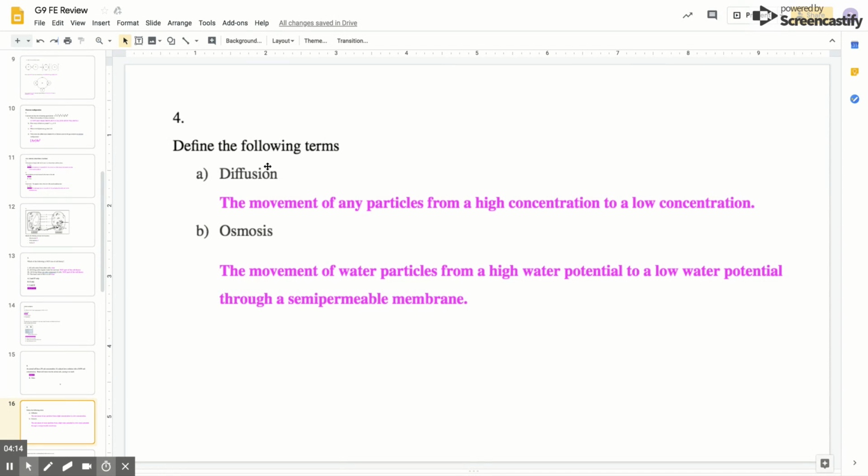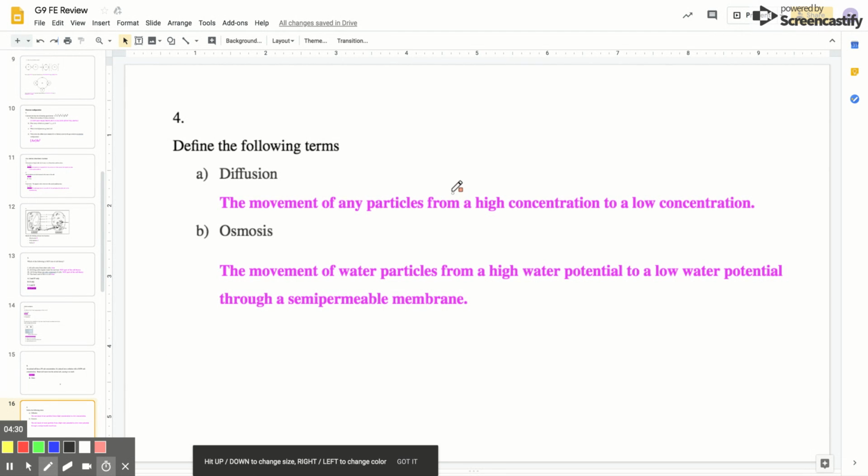In case you're asked this in the test, what is the definition of diffusion? It's a movement of any molecule or any particle from high concentration to low concentration, or from a high gradient to a low gradient, or from a high potential to low potential. Right? That's for any molecule, like we saw in the first question here. It's any molecule, any particle.